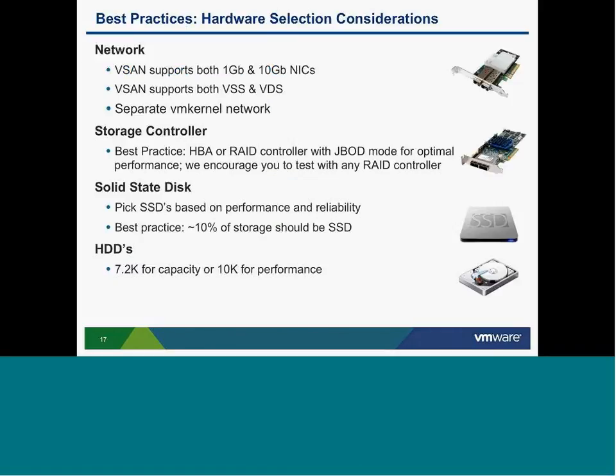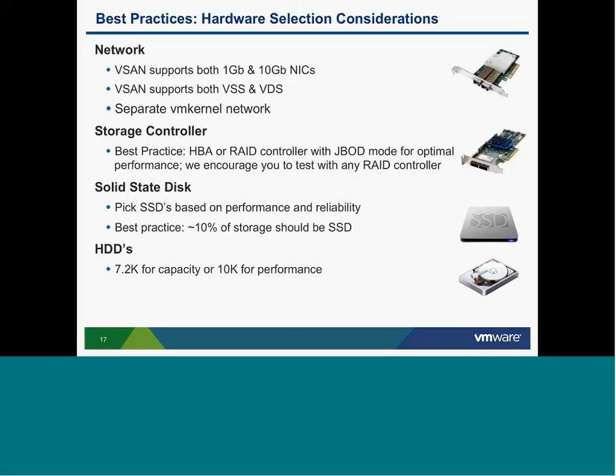Let's look at some of the hardware considerations themselves. As I mentioned, vSAN supports both 1 gig as well as 10 gig NICs. In addition, we will support both the standard switch as well as the distributed switch. One key requirement is to have a separate VM kernel network for vSAN, which is separate from your vMotion network and your management network. Note that from an HA perspective, vSAN and HA will share the same virtual network.